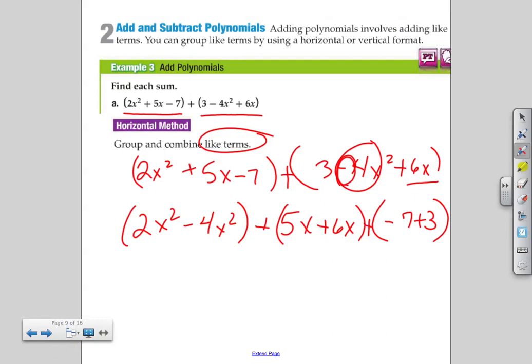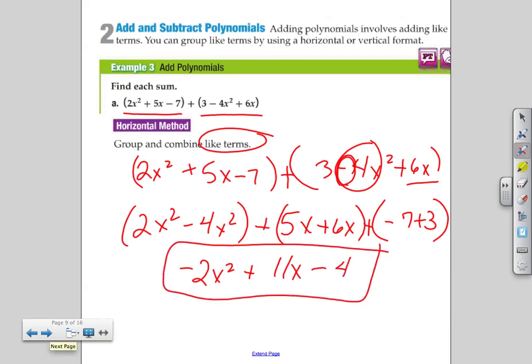Now we can look at each of the like terms. 2x squared and a minus 4x squared is going to be a negative 2x squared. And 5x plus 6x is going to be 11x, and negative 7 plus 3 is going to be minus 4. So there we've simplified this, we've added these polynomials and simplified them, okay? That's called the horizontal method. That's where they're all written out horizontally and you find your like terms and put them together.